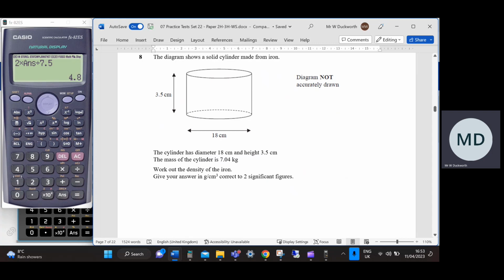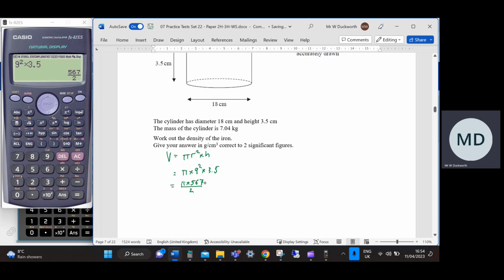Okay, so we're going to start by working out the volume of that cylinder. So the volume of that cylinder is going to be equal to the area of the circle, which would be pi r squared, times by the height. So in this case, I'm looking at pi times by the radius, which would be 9 squared, times by 3.5. So I'm going to leave my answer in terms of pi for now, just because I want a pretty exact calculation. So I'm going to call that pi times by 567 over 2 for now. Obviously, I've not written that particularly well. It should be 567 over 2 pi, but we'll leave it like that.